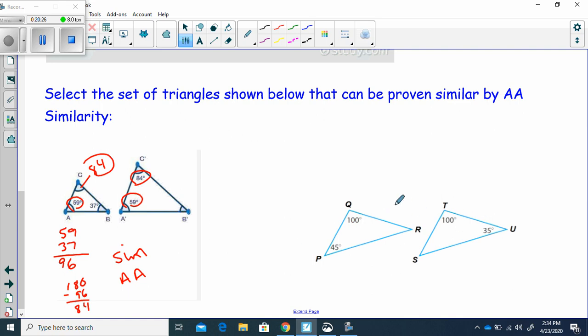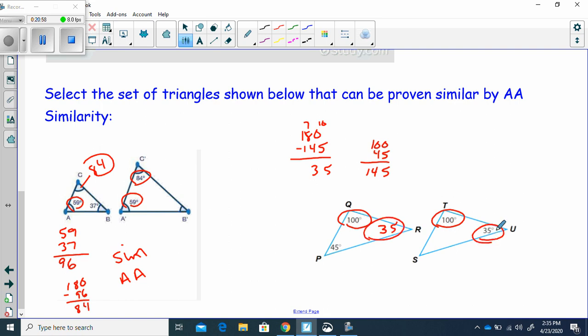How about these two? I've got a set of angles here that are congruent. I need to find one of these other two. I know that these two have to add up to 180. So I add up 145 and I get 145. Now let's subtract 180 minus 145 and see what we get. Okay, if you borrow one here, 10 minus 5, 7 minus 4 is 3, that's 35. Okay, now I have two sets of angles that are congruent, so I can prove these similar by angle similarity.